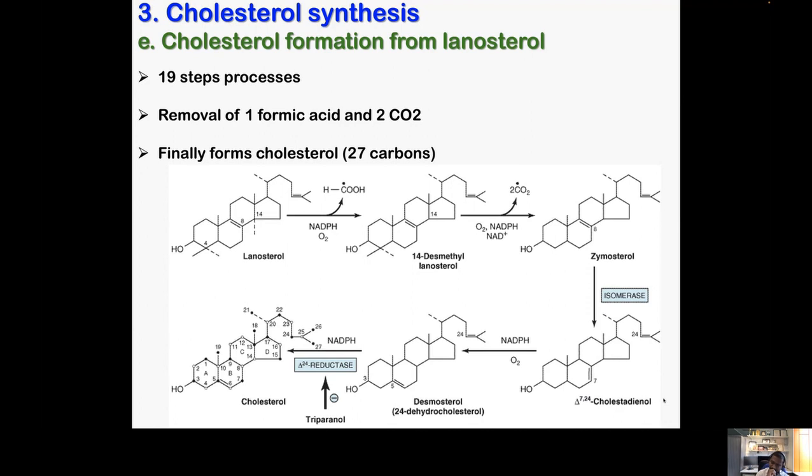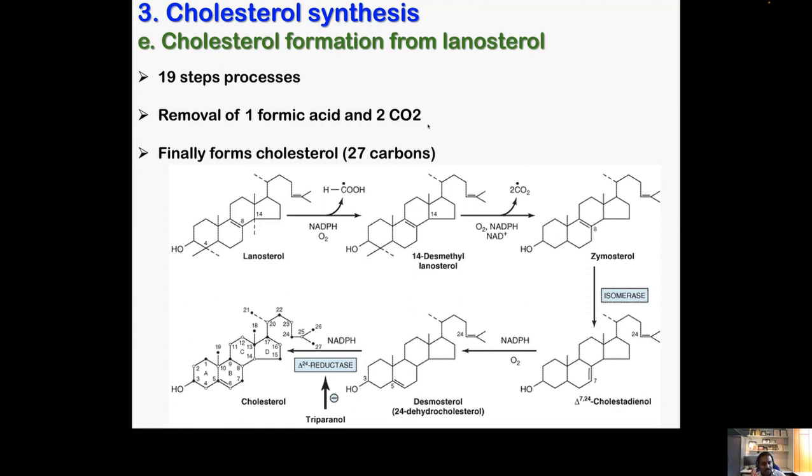OK, and it's not important for you guys as well. So you don't have to remember all those 19 steps. Basically what's happening here is from lanosterol, one formic acid is being removed and then two carbon dioxide molecules are being removed. Formic acid contains one carbon and obviously carbon dioxide contains one carbon, so totally one formic acid and two carbon dioxide will remove three carbons.